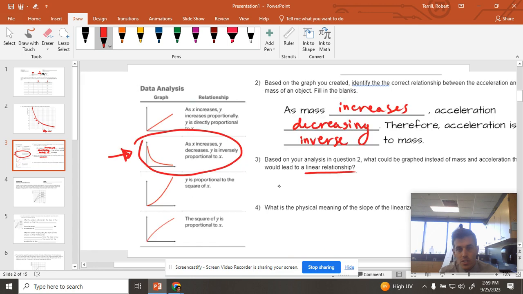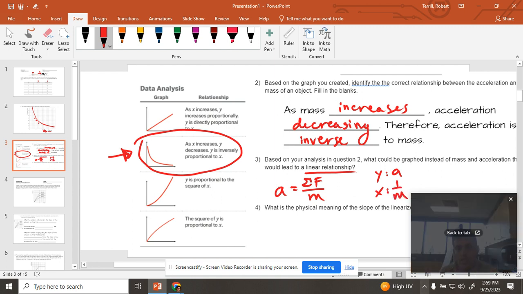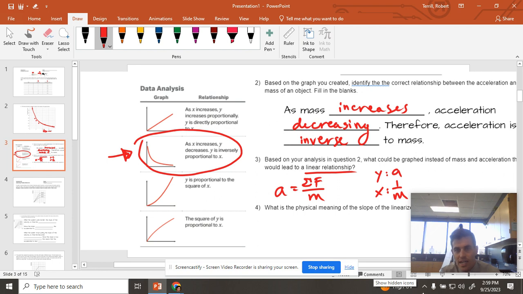The other way that you can do that is you can just recognize what the equation should look like. Acceleration is equal to the sum of the forces over the mass. And you can see that in this equation, mass is inversely related to acceleration. So what I want to graph on my y-axis would be acceleration, and on my x-axis, it would be 1 over m. Then it asks what's the physical meaning of the slope in this graph.